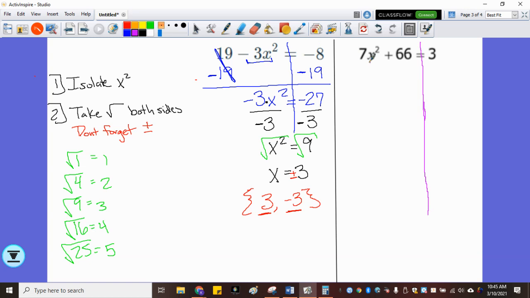Okay, so we're trying to get x squared alone. So we have to get rid of the 7 and the 66. But the 7's attached to the x, so you want to get rid of the 66 first. Negative 66, because 66 minus 66 is 0. So that's 0. You don't have to put plus 0. You can, but it's not going to do anything. It goes away.